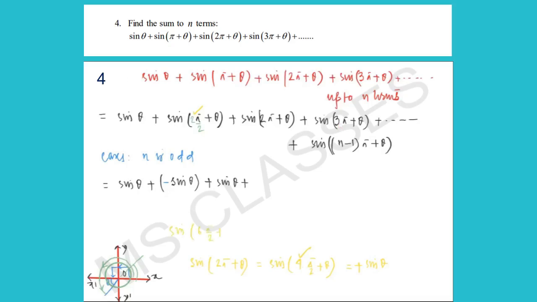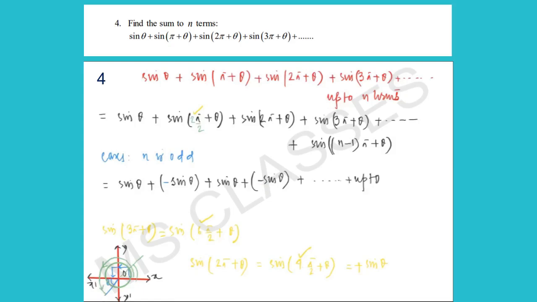Now, 3 pi plus theta we can write as 6 pi by 2 plus theta. Sin(3 pi plus theta) equals sin(6 pi by 2 plus theta). So 6 means an even number. So this will be sin theta with a minus. Why minus? Because this angle terminates in which quadrant? Third quadrant. And in the third quadrant sine gives negative output.